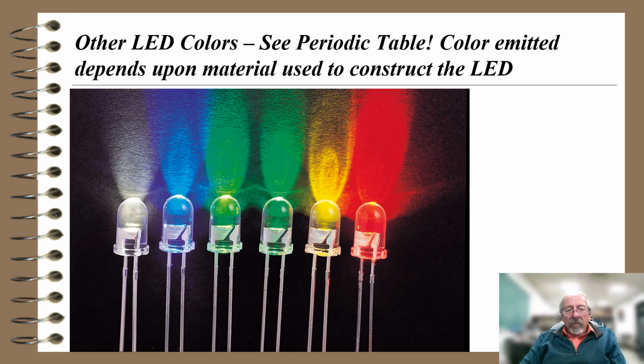So I showed this diagram to my 2-year-old granddaughter the other day, and I asked her what her favorite color was. Here you notice that we can produce just about every color of the rainbow. You see red, yellow, two versions of green, then there's a blue one and a white one.